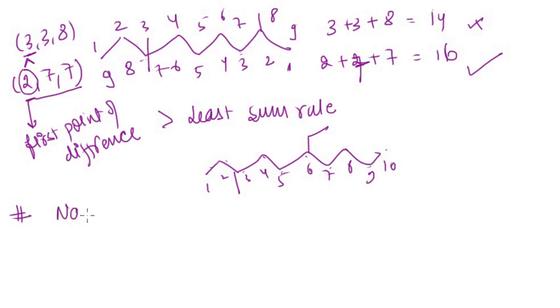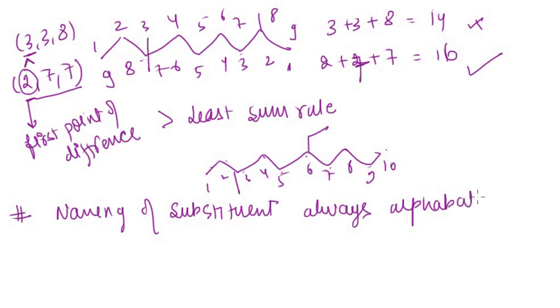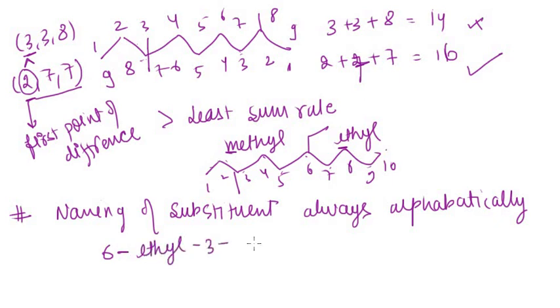So naming of substituents is always alphabetical. Which comes first? Here it is methyl, here it is ethyl. So M or E, which comes first? You know, E comes first. So we will write 6-ethyl, then 3-methyl, decane. If there is a word and a word, there is no separation.